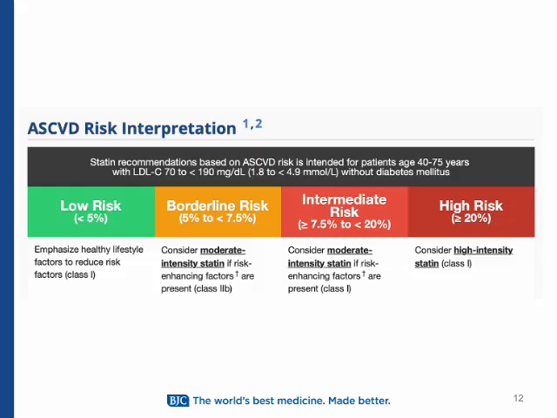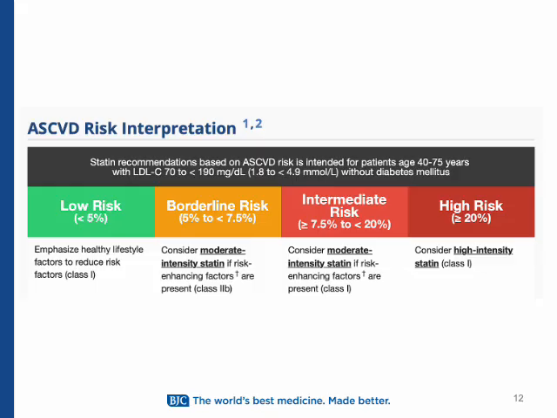The borderline risk group is between 5 and 7.5%. Here we think about adding a moderate intensity statin only if the patient has risk-enhancing factors, so things like chronic kidney disease, high triglycerides, or a coronary artery calcium score, if it was high.